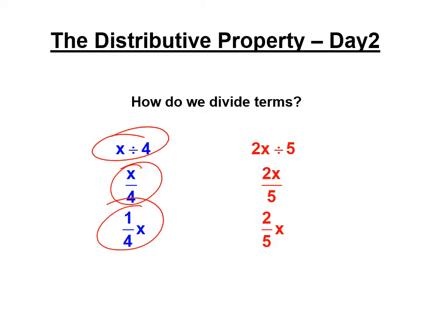So same thing here. If you have 2x divided by 5, you could write it as 2x over 5. And that is the same as 2/5 times x. These are the same. And so let's make sure we understand that.